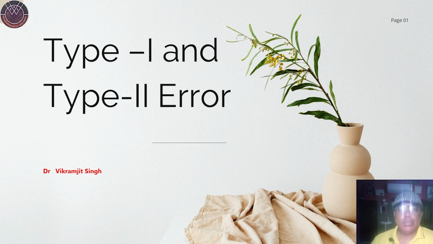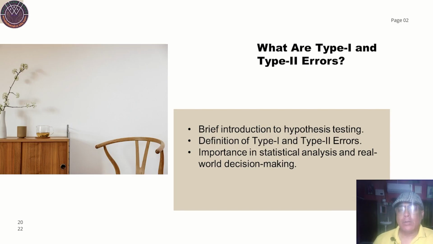So these two concepts, type 1 and type 2 error, are quite important and quite relevant. It is a very popular idea and a very important concept for every researcher whenever they are conducting hypothesis testing or trying to interpret the result of a hypothesis. So let us try to understand what type 1 and type 2 errors are.